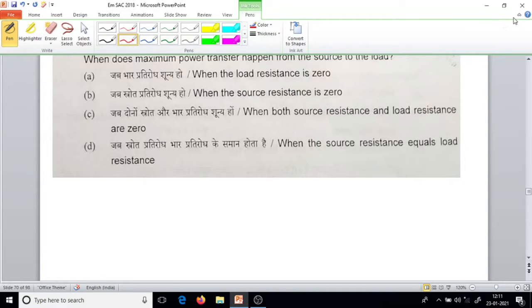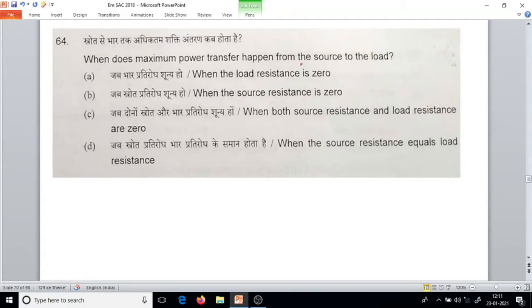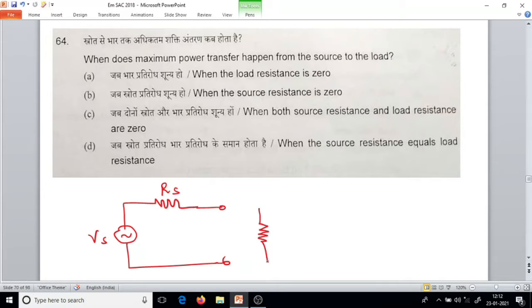Question number 64. When does the maximum power transfer happen from the source to load? We have a source. All sources will have some resistance or impedance. In this case, we will consider resistance only. This is the Vs, this is our source resistance Rs. We will have a load here, load resistance RL.